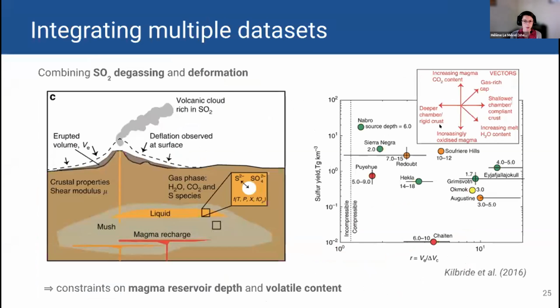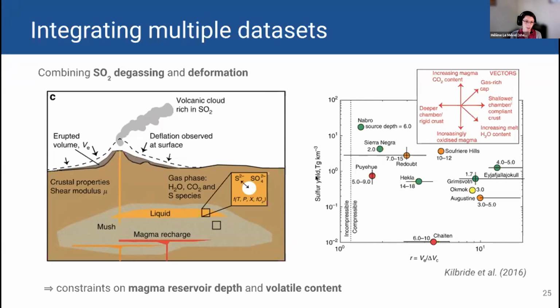Finally, we can combine gas geochemistry with deformation, as done in this modeling framework proposed by Kilbride and others in 2016. This study is basically a compilation of ground deformation, SO2 emission, and erupted volumes for 26 volcanic eruptions, looking at pre-eruptive magma conditions. They define this ratio R, which is the erupted volume divided by the measured volume change from geodetic modeling, and R is essentially proportional to the magma compressibility.